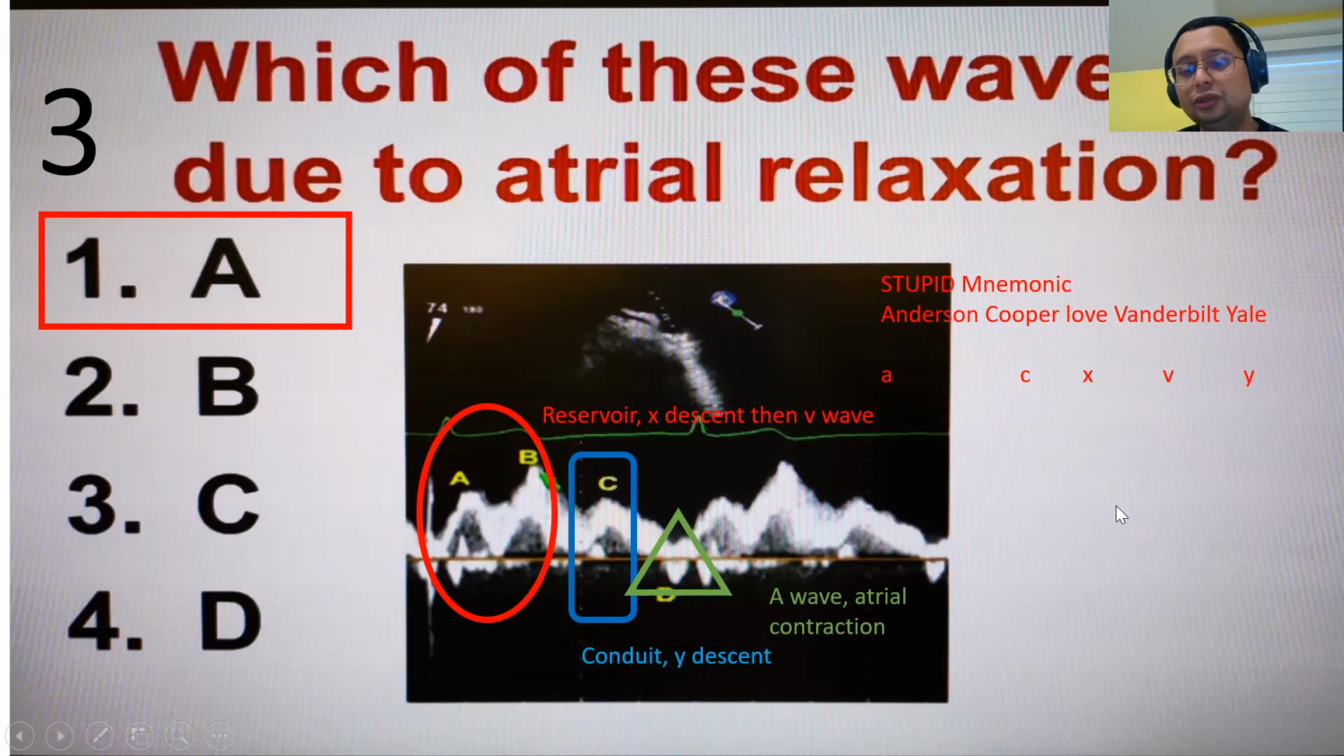One more time, the stupid mnemonic to remember these waves in the left atrium and right atrium: Anderson, Cooper, Love, Vanderbilt, Yale. A is atrial contraction. C is the C wave. X descent is at early systole. V is the V wave at end systole. Y is Y descent at early diastole. So a giant V wave is a marker of significant mitral or tricuspid regurgitation.